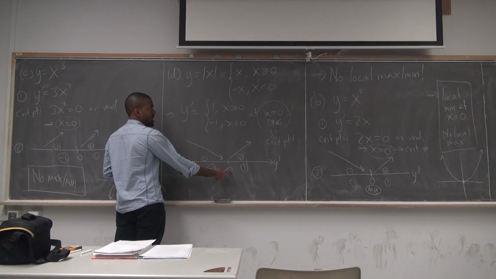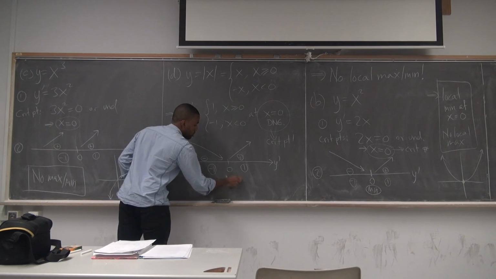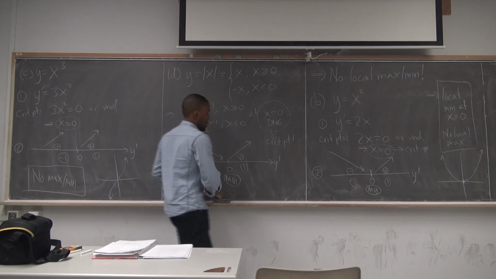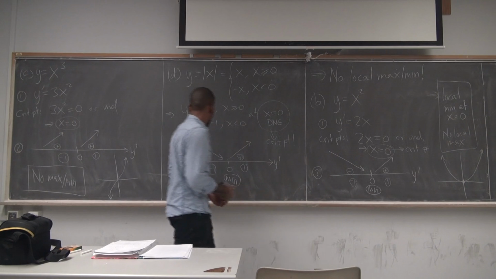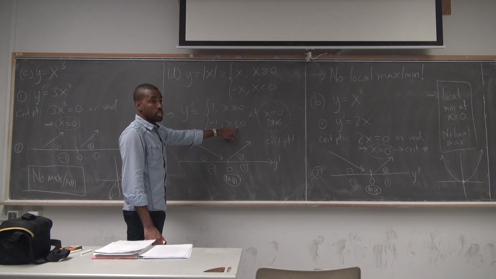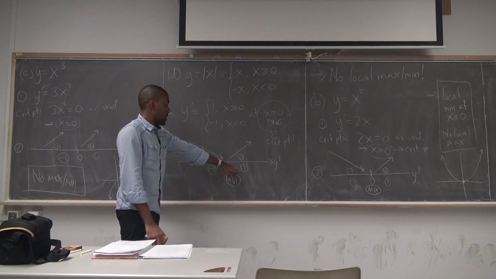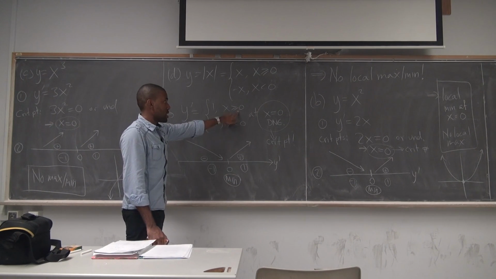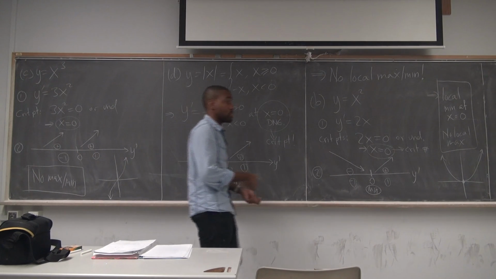Now, absolute value of 0 is 0, so I am continuous here. So what kind of point is this? It ends up being a local minimum. Because this says my x is negative 1. In other words, my x is less than 0. Therefore, I use this definition of the function. Over here, my x was positive 1, so my x was greater than or equal to 0. So I use that definition of the function. It's a piecewise function.